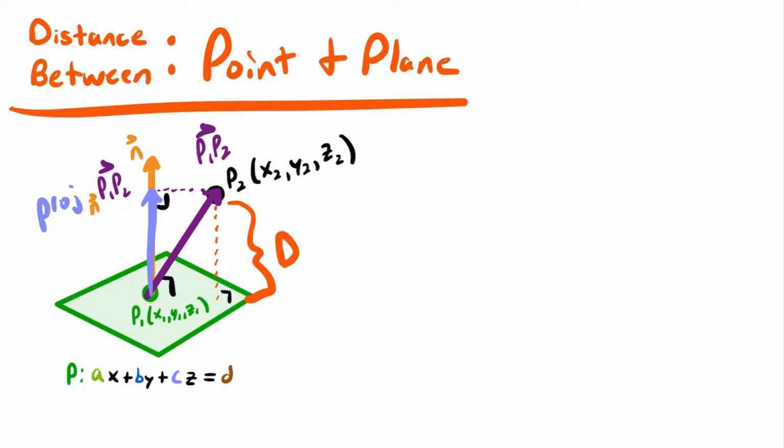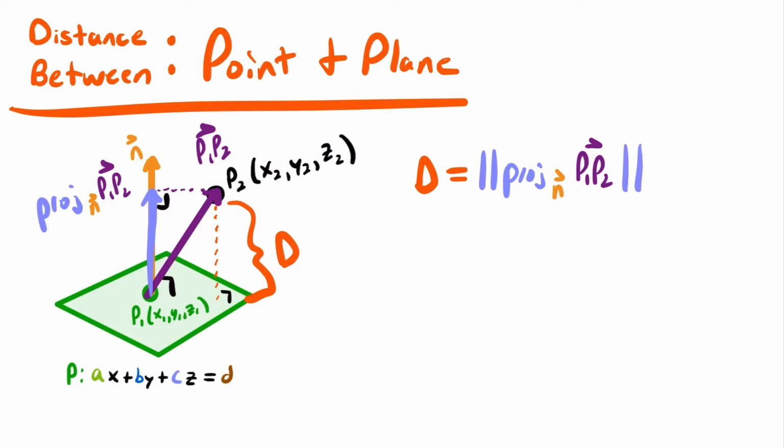All right, so what we find here is that the distance between a point and a plane is equal to the magnitude of a projection vector, in particular the projection of vector P1P2, a vector created using a point in the plane and the point we want to calculate the distance to, and we're projecting that vector onto the normal vector of the plane.